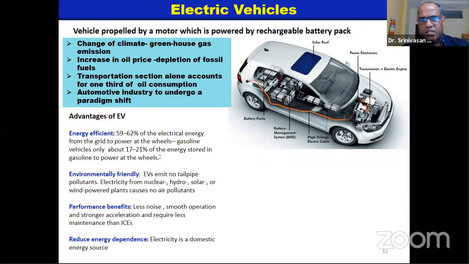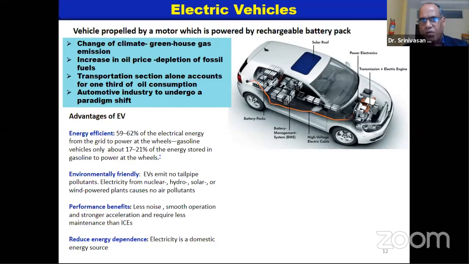59 to 60% of the electrical energy from the battery can be used for the running of the vehicle, whereas only 17 to 21% of energy from the fuel is used for the car functioning. So if you see that, it is energy efficient. Electric vehicle is energy efficient compared to fuel-based vehicle, and it is environment friendly.